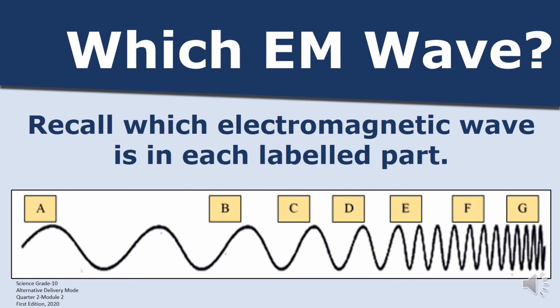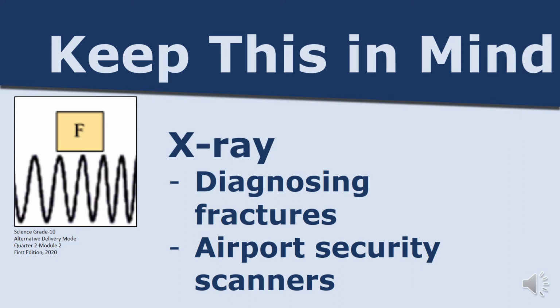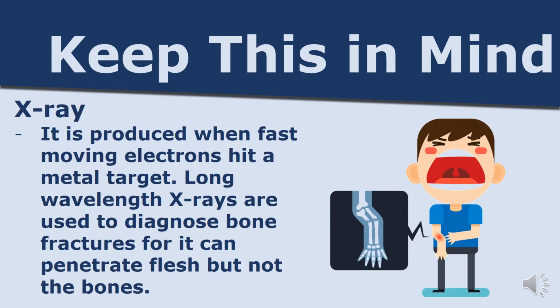We're nearly done. What do you think is in F? Yup, that's X-ray. It's used for diagnosing fractures and in airport security scanners. It is produced when fast-moving electrons hit a metal target.